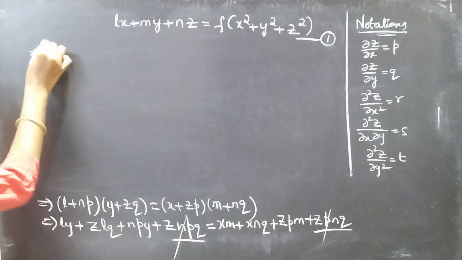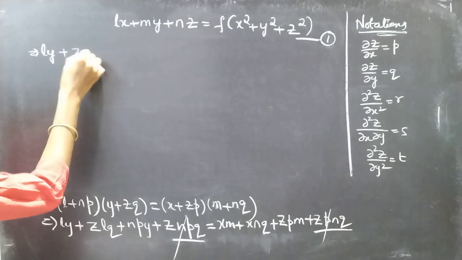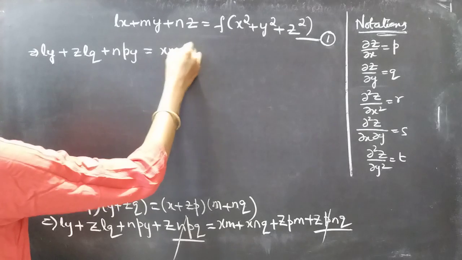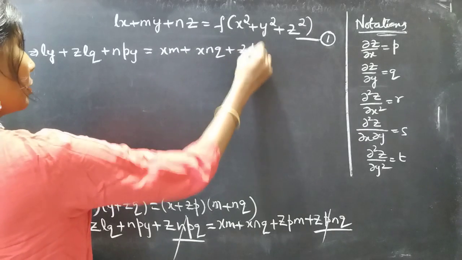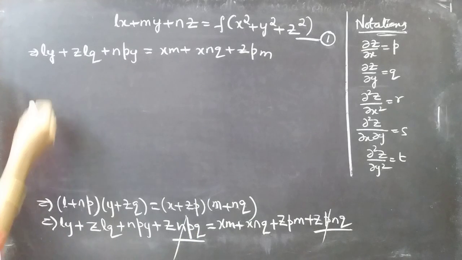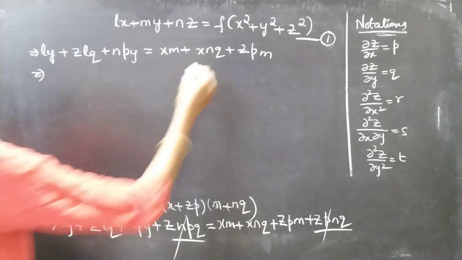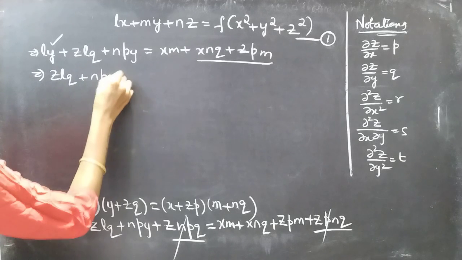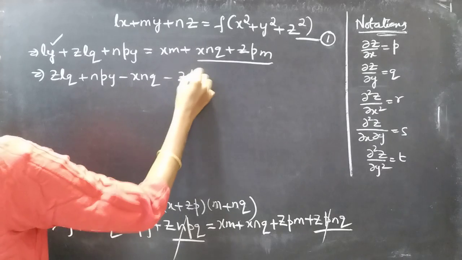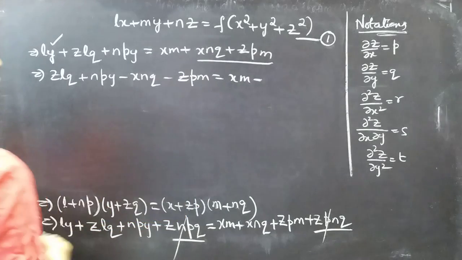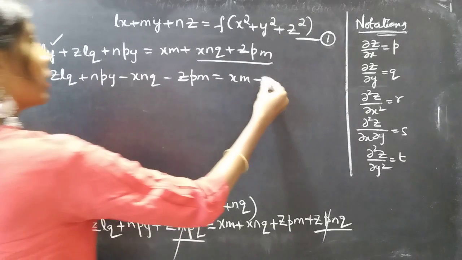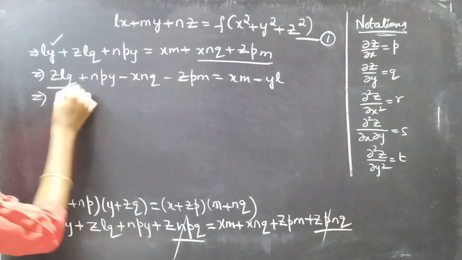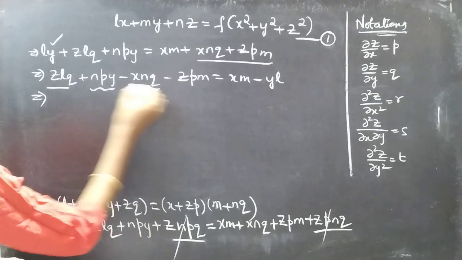Now we'll get ly plus zlq plus npy equal to xm plus xnq plus zpm. Right? Now bring these two terms to LHS, take this term to RHS, you'll get ly. I'll write this ly as yl. Okay, fine. Now take q common from these two terms and p common from these two terms.